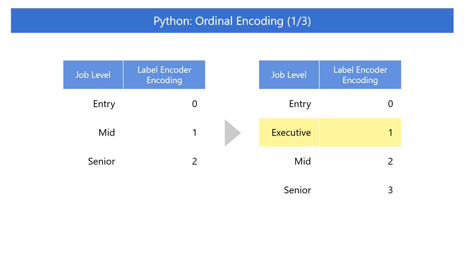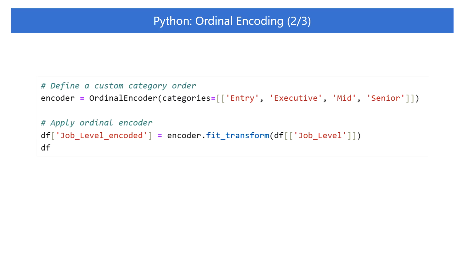However, if a new category, executive, is added, LabelEncoder reorders the categories alphabetically and reassigns values accordingly. As a result, the encoding for executive is 1, and mid shifts from 1 to 2, leading to inconsistencies in the hierarchical order of job levels. To solve this issue, OrdinalEncoder enables us to define the order of categories so that we can maintain the hierarchical order of job level.